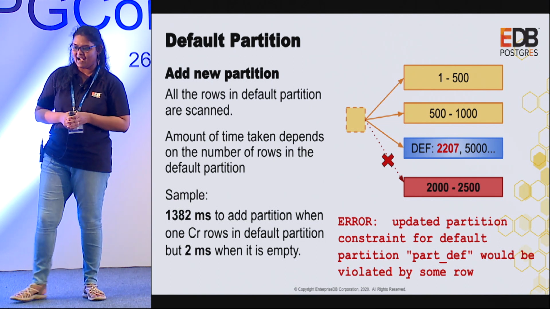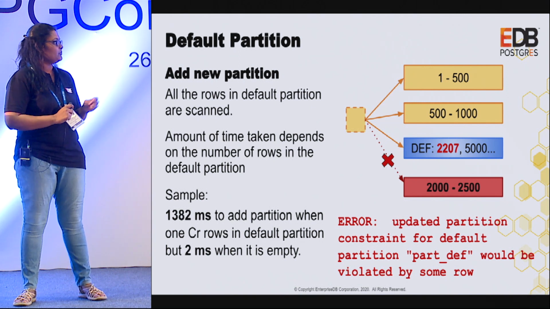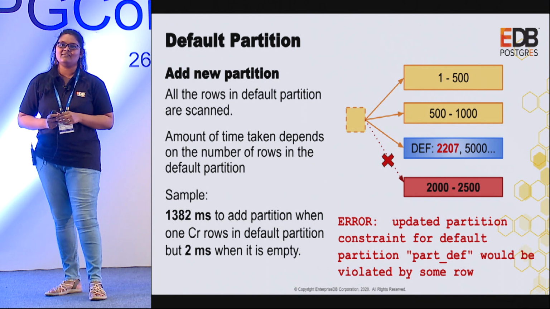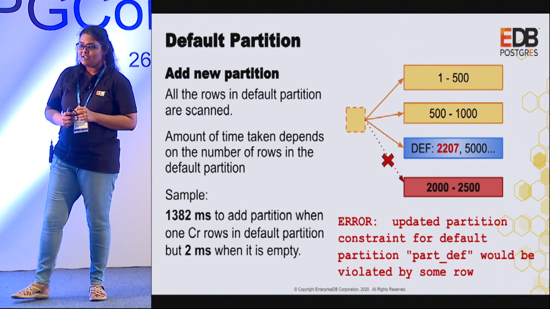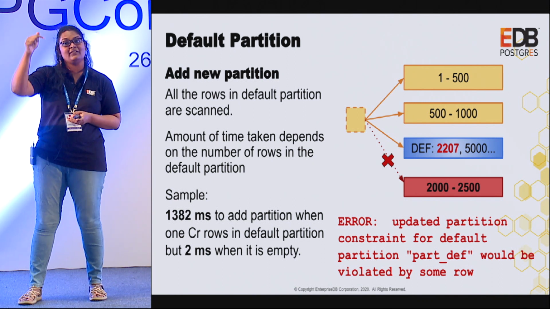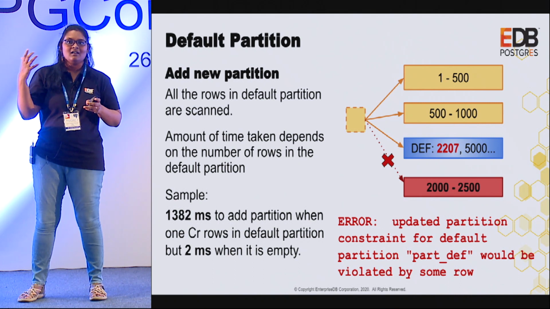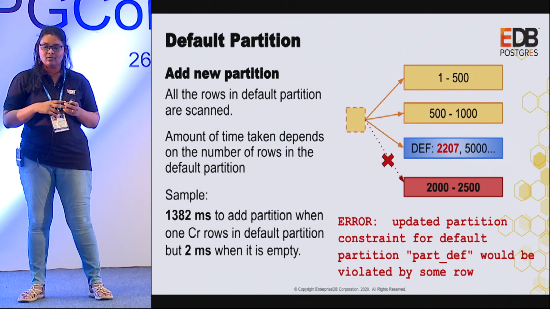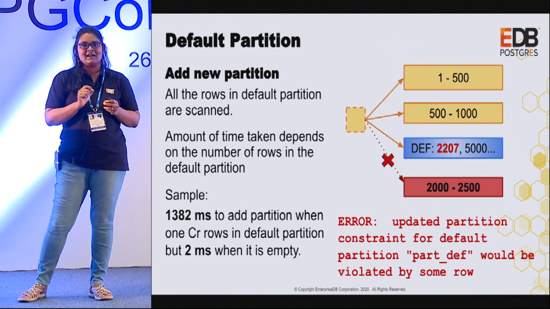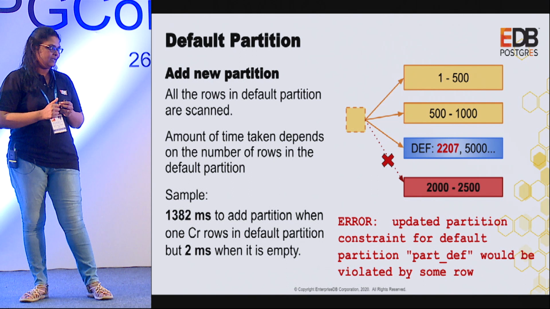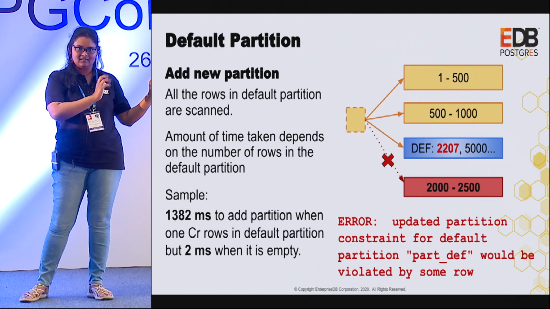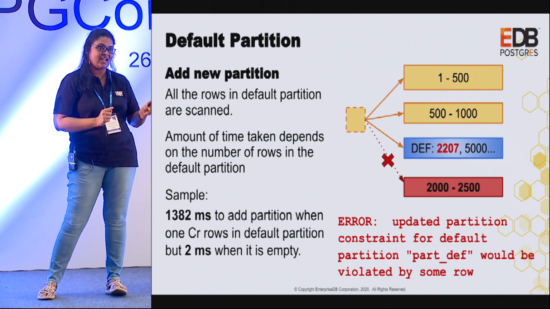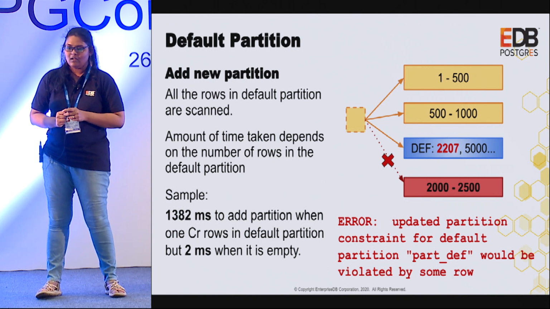Suppose I have added a new partition from 2000 to 2500, but the default already has a row which has the value 2207. That row specifically has to be in this partition, so it is going to violate the bound and throw an error. Suppose there was no problem and you could add the table, but still you would spend time scanning the default table to check that no rows are violated.